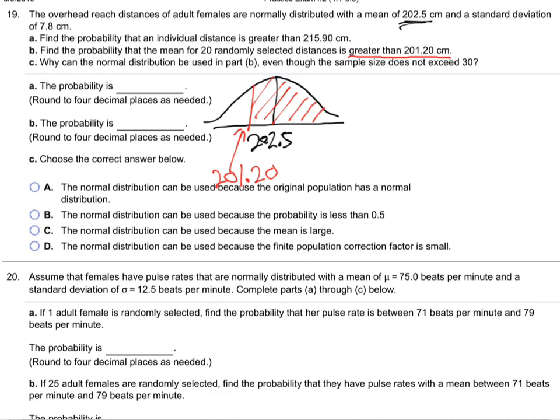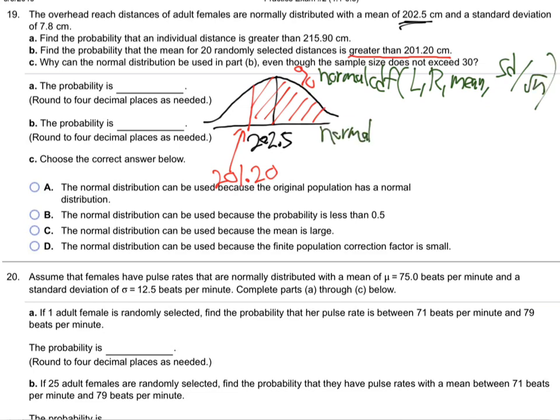It's easy to hit a wrong button or forget to do a 1 minus or something. It's just good to know, okay, I should get an answer more than 0.5, because the mean is 202.5, and they're saying greater than 201.2. 201.2 is left of that, so greater is more than half the curve. We want a percentage, so that's always normal CDF. Normal CDF, left edge, right edge, mean, and standard deviation divided by the square root of n, huh? Left edge, what's the left edge? 201.2. This right here, this is the left edge.